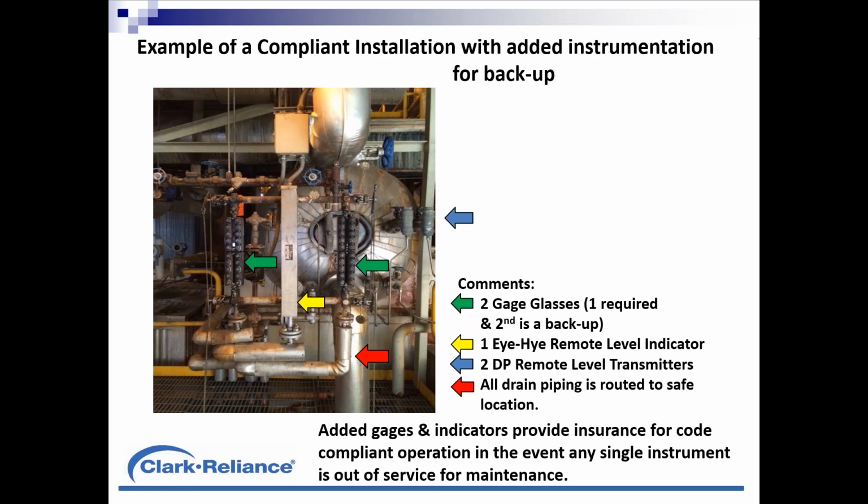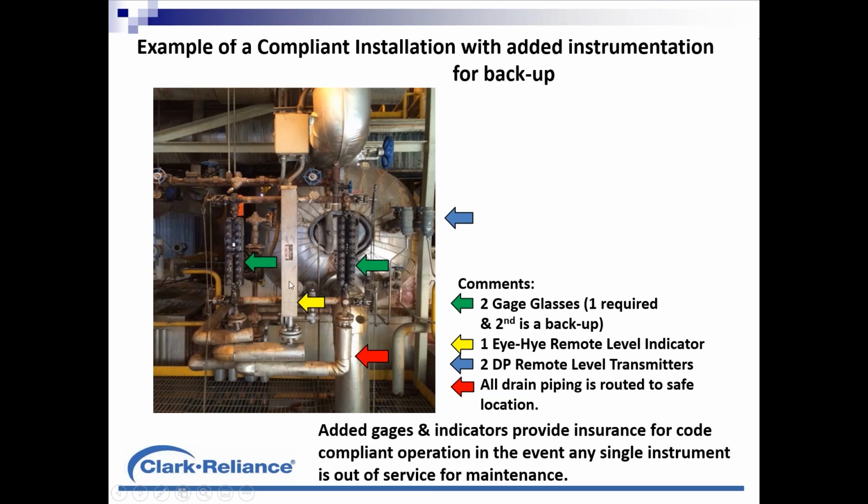But if we look at all the equipment on this drum, we've got 2 gauge glasses. Only one is required because this plant operates below 400-pound service, but they have a second on here as a spare in the event that one needs to be isolated for maintenance.